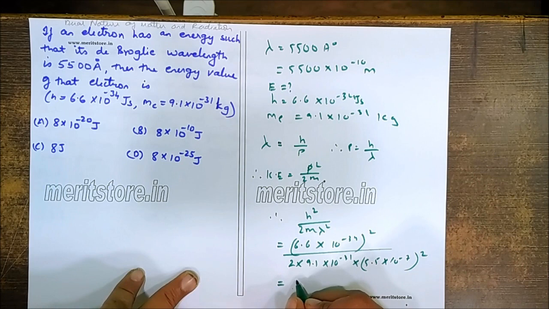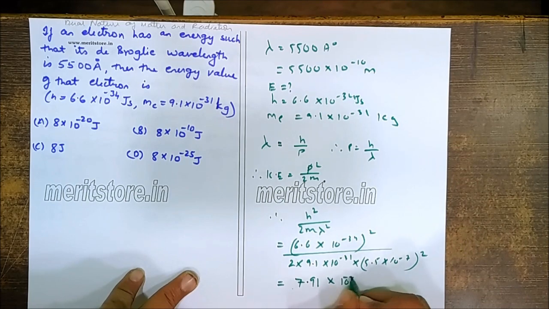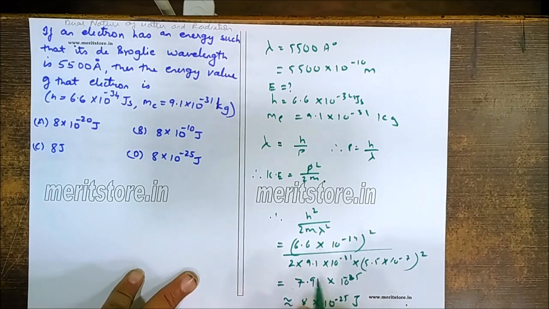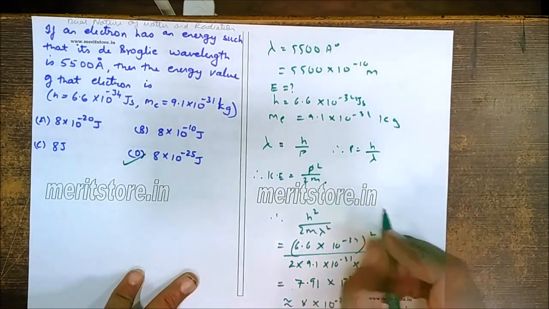This will give me the answer very close to 7.91 into 10 raised to minus 25. It is almost 8 into 10 raised to minus 25 joule. So this is 8 into 10 raised to minus 25 joule. Option D.